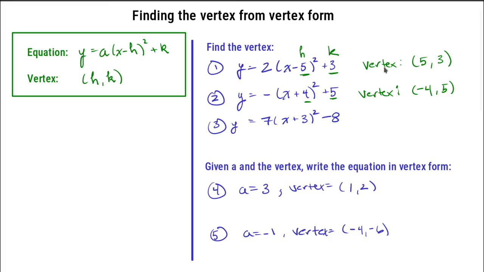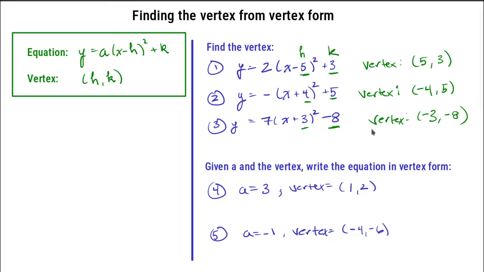And the last one here, plus 3 and minus 8. When we look for the vertex, again, we flip the sign on the positive 3. That becomes a negative 3. The minus 8, we keep the sign the same for the y coordinate. Minus 3, comma, minus 8.